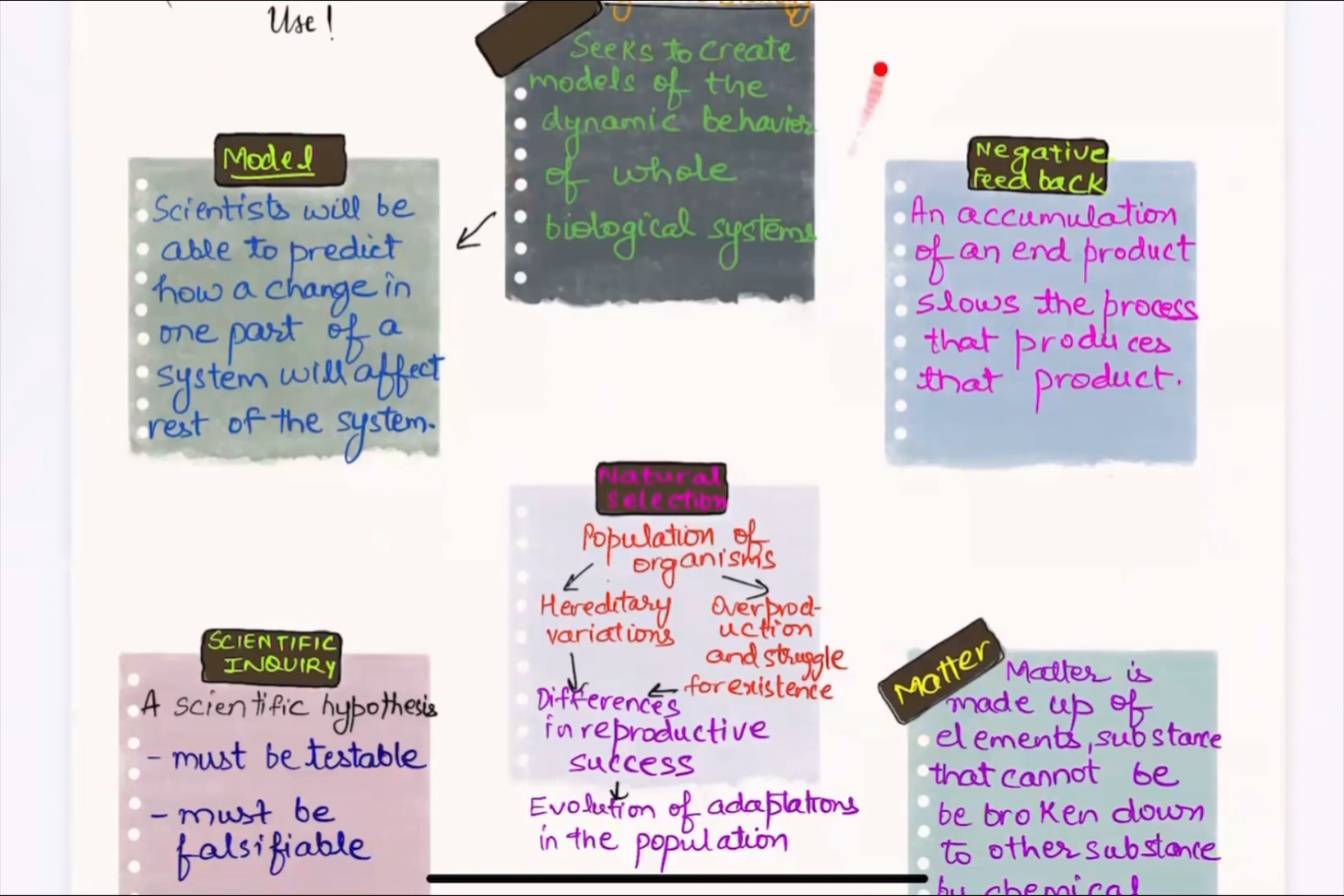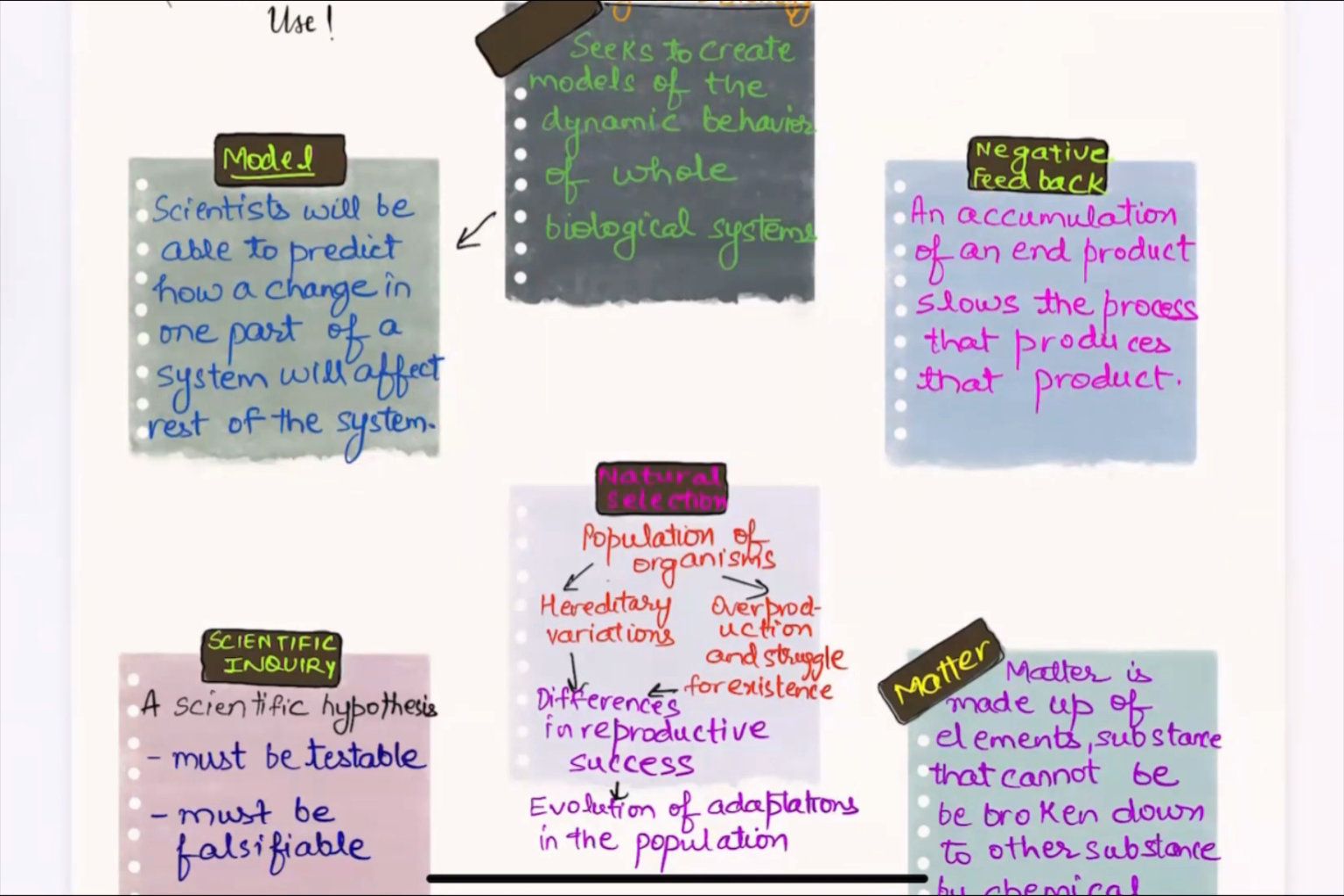So, what is systems biology? It seeks to create models of the dynamic behavior of whole biological systems. So, at the end of the AP Bio course, you will be able to understand how all the systems connect in systems biology. What is a model? Scientists will be able to predict how a change in one part of a system will affect the rest of the system. That is a model.